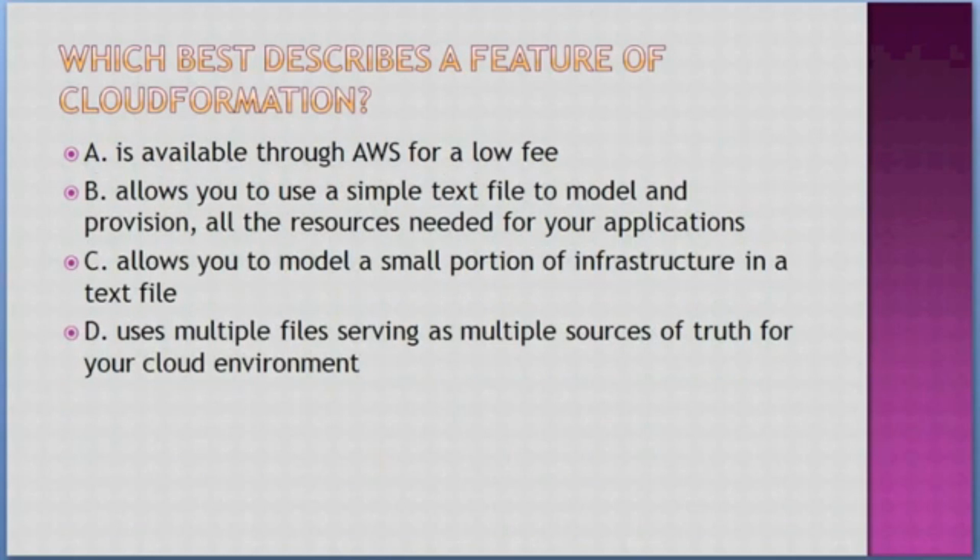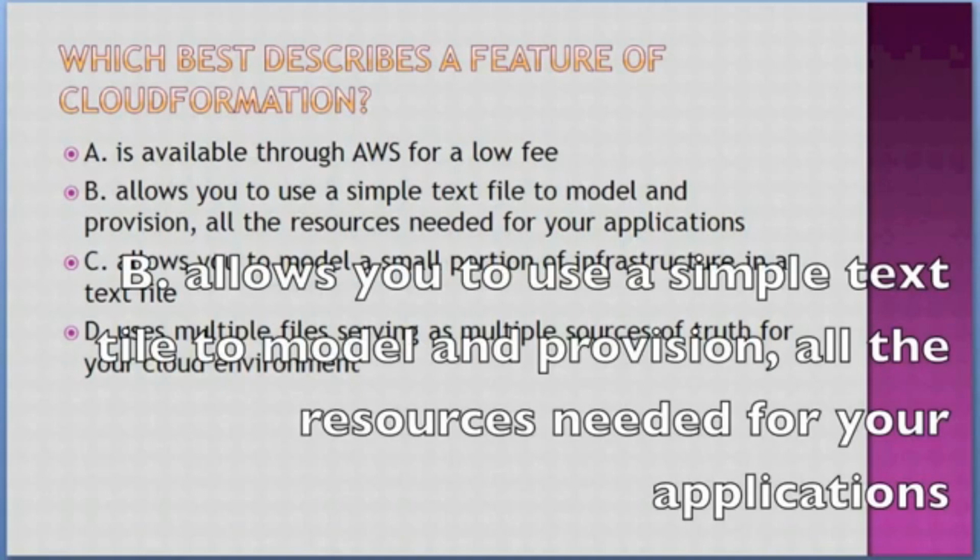Which best describes a feature of CloudFormation? A. Is available through AWS for a low fee. B. Allows you to use a simple text file to model and provision all resources needed for your applications. C. Allows you to model a small portion of infrastructure in a text file. D. Uses multiple files serving multiple sources of truth for your cloud environment. B. Allows you to use a simple text file to model and provision all the resources needed for your applications.